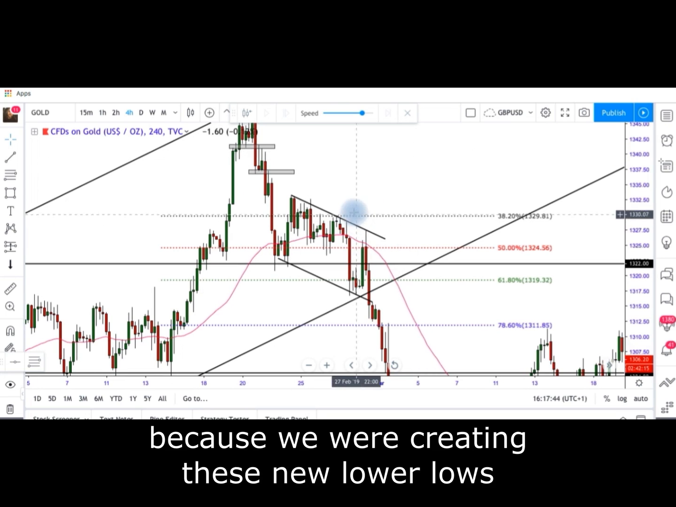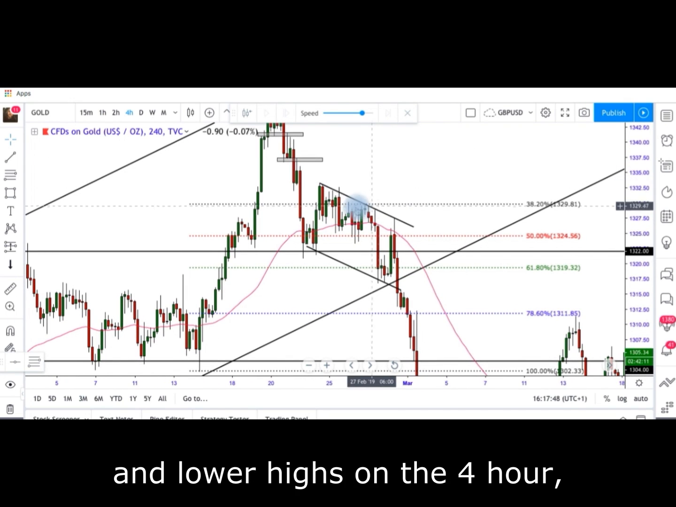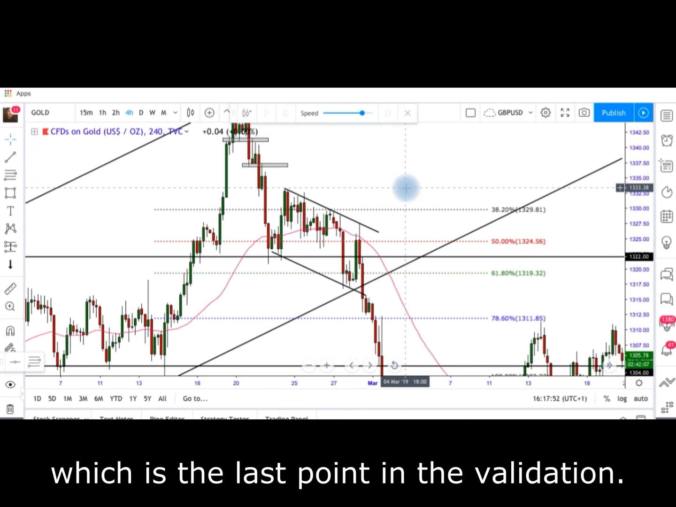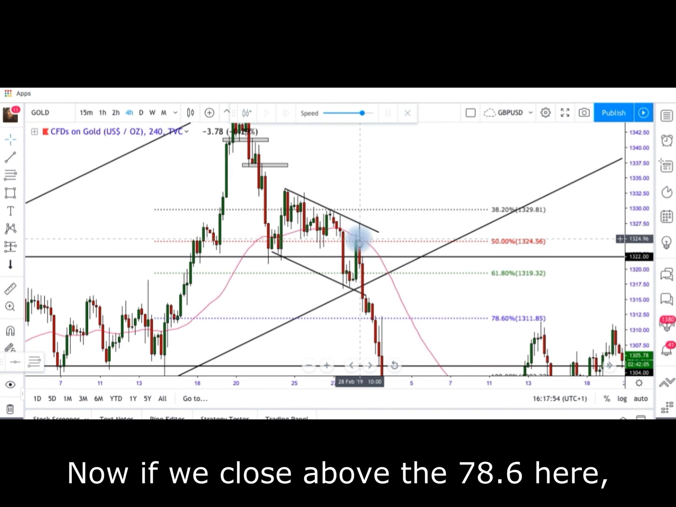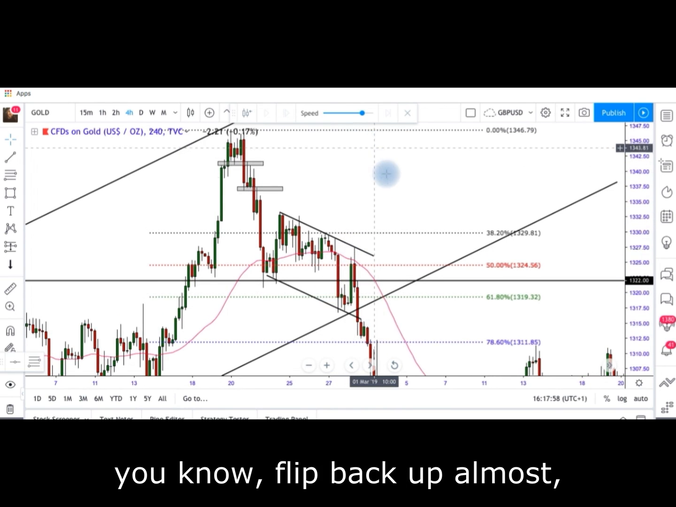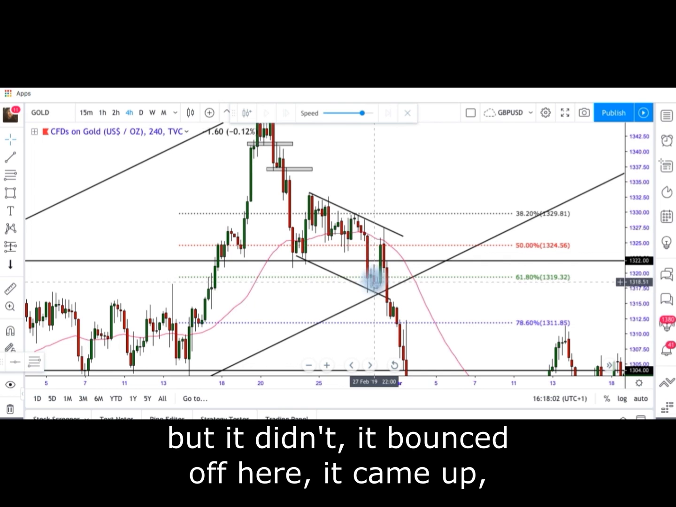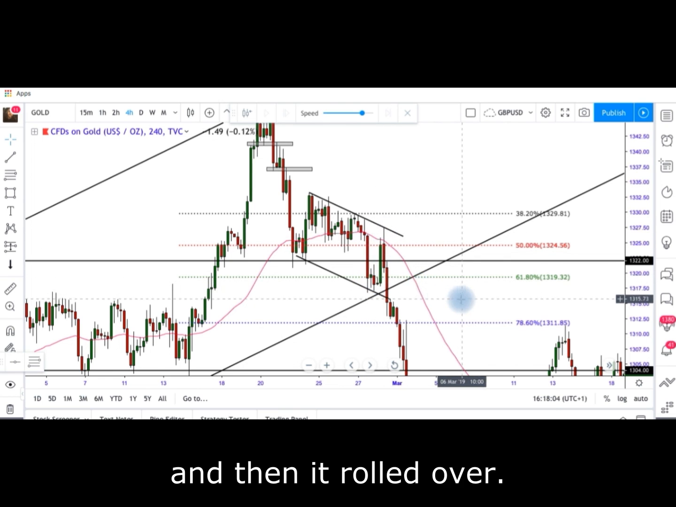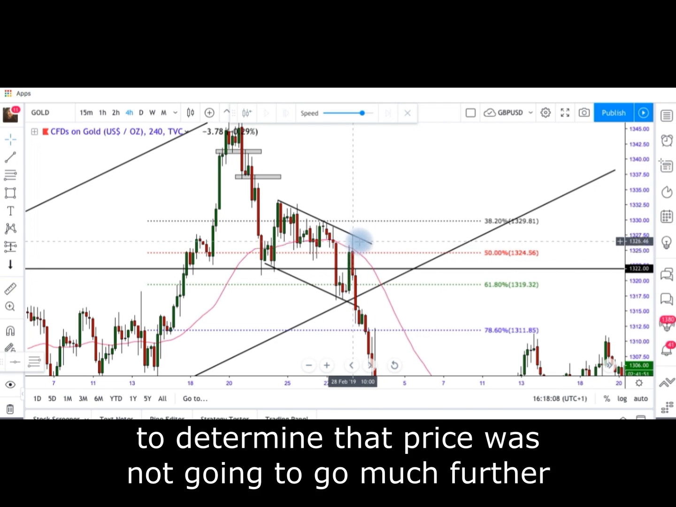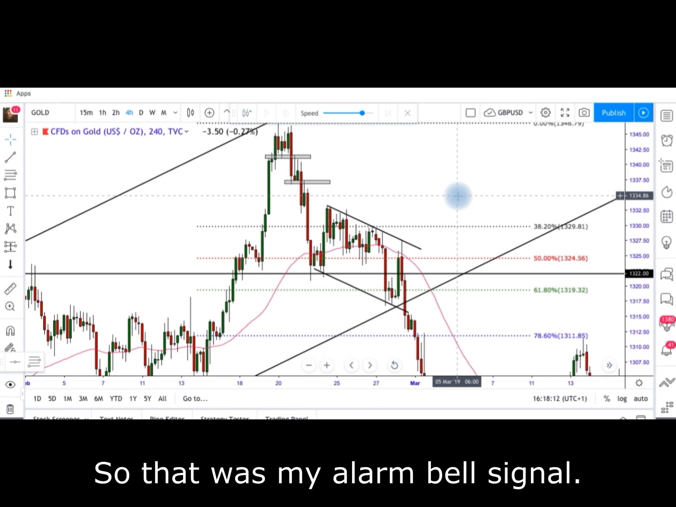Now, I knew it was going to roll over because we were creating these new lower lows and lower highs in the 4 hours. So I fibbed it and I could see that we closed below the 78.6, which is the last point of validation. If we close above the 78.6 here, then I would expect price to flick back up almost. But it didn't. It bounced off here, came up, and then rolled over. So I used that 78.6 from here to here to determine that price was not going to go much further once it did bounce off the 61.8. So that was my alarm bell signal.